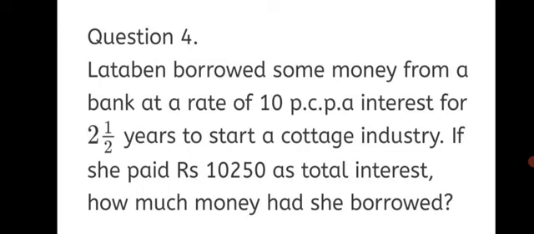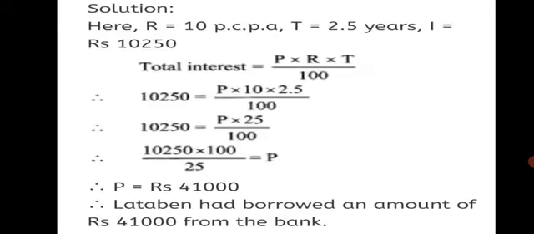We have to find here how much she had borrowed, means the principal is missing. We have R, we have T and we have I. So let's use the formula. Solution. Here R is equal to 10 PCPA, T is equal to 2.5 years, I is equal to rupees 10,250. So total interest formula is equal to P into R into T upon 100. 10,250 is equal to P into 10 into 2.5 upon 100.